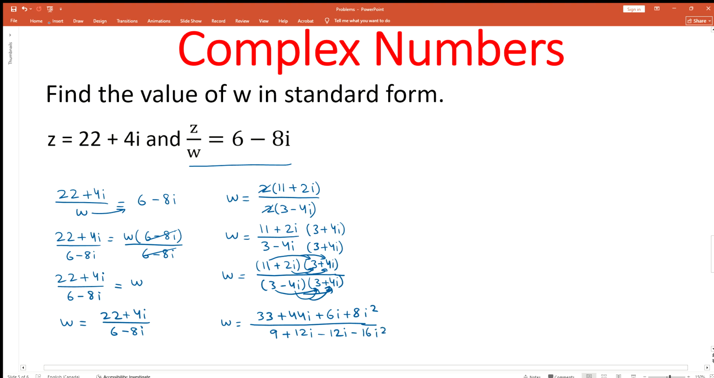Now we can simplify this expression. In the numerator, we can combine like terms 44i and 6i, which is equal to 50i, because 44 plus 6 is equal to 50. As you may know, i squared is equal to negative 1. So we should replace i squared with negative 1. In the denominator, 12i and negative 12i cancel each other out, and we can replace i squared with negative 1.